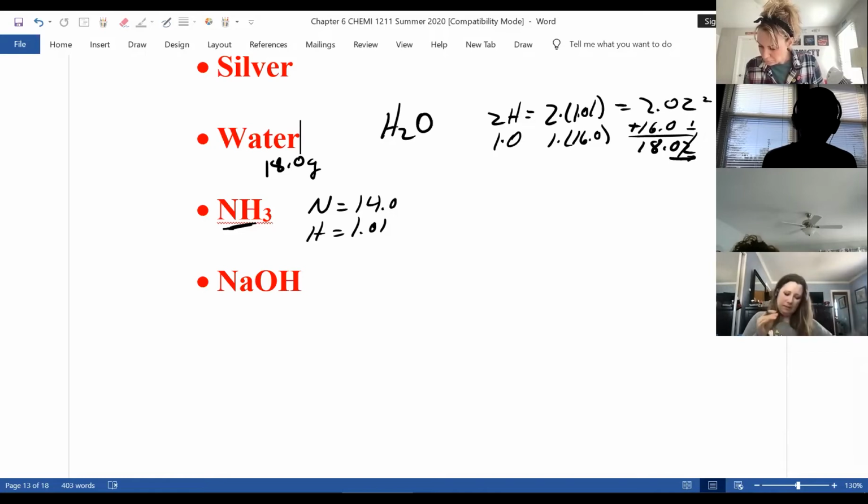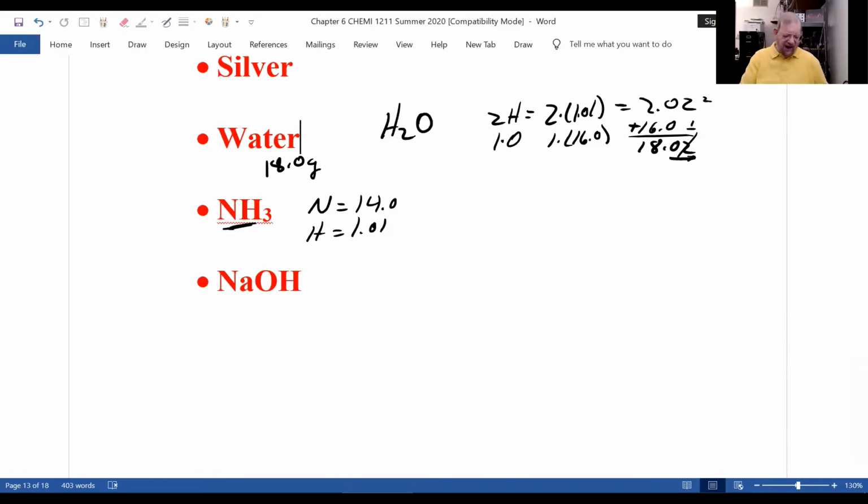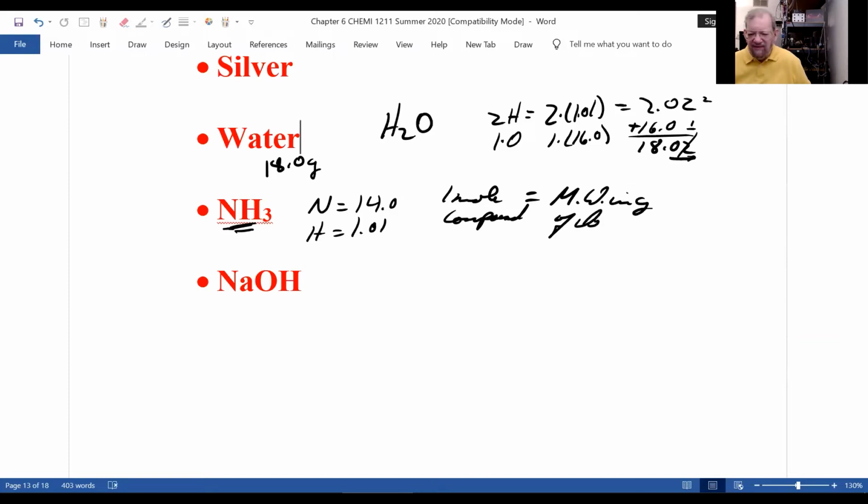All right, anybody need more time? Time's up. Let's do this. What is the weight of 1 mole of ammonia? 1 mole of a compound equals, and I'm going to use the abbreviation MW, molecular weight in grams of the compound.